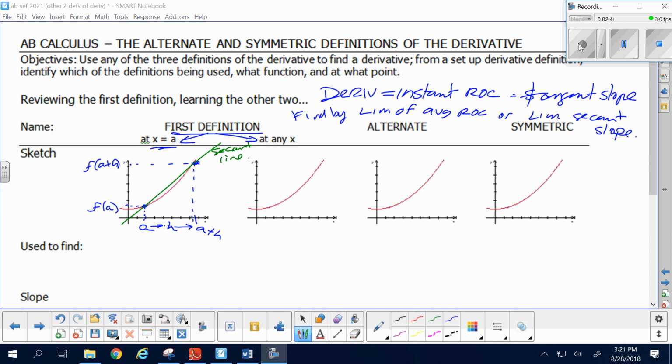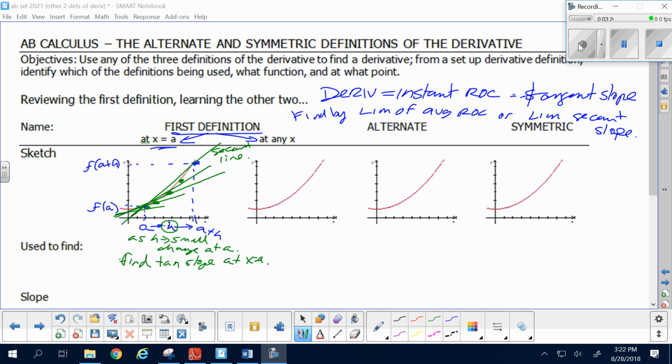Now if I make this little gap smaller and smaller, if I went a little less far over, I'd get a secant line like that. And if I went less far over on the curve, I'd get a secant line like that. And a little less, like that. As h gets small, I'd start to approach the change at A. The first part of the first derivative is used to find the tangent slope at A.